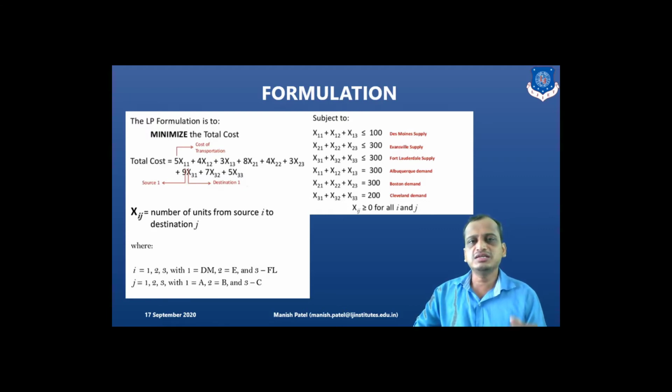What are the constraints here? Supply side constraints. If you see here, x11 plus x12 plus x13 is less than or equal to 100. That is for the Des Moines supply.